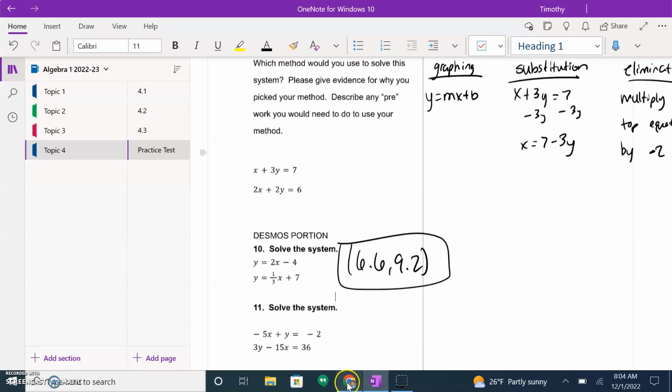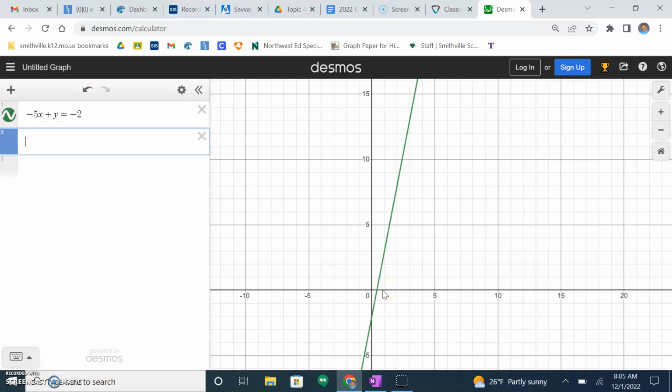Negative 5x plus y equals negative 2. And we're going to do the other one, which is going to be 3y minus 15x equals 36. Well, I don't know if you noticed about these equations, but they are parallel.